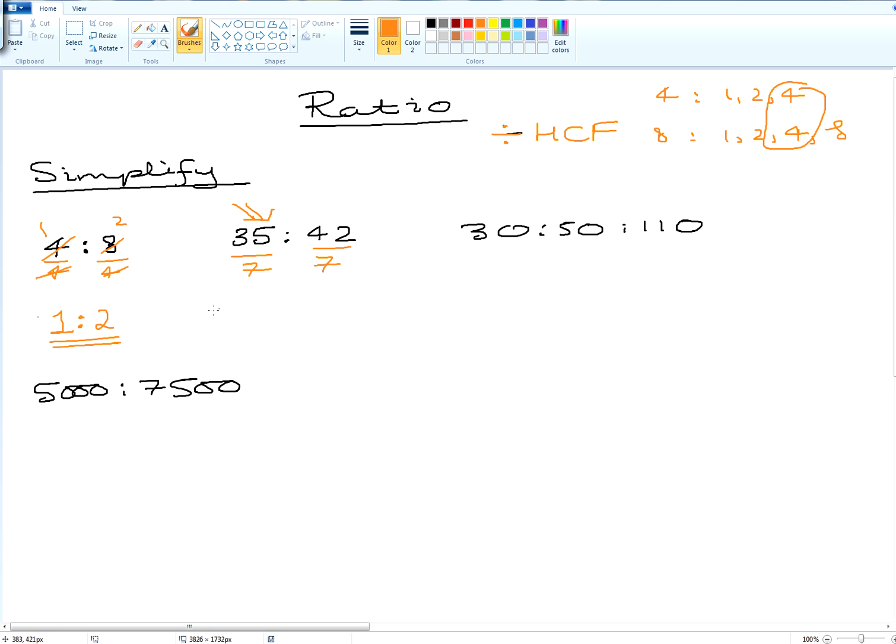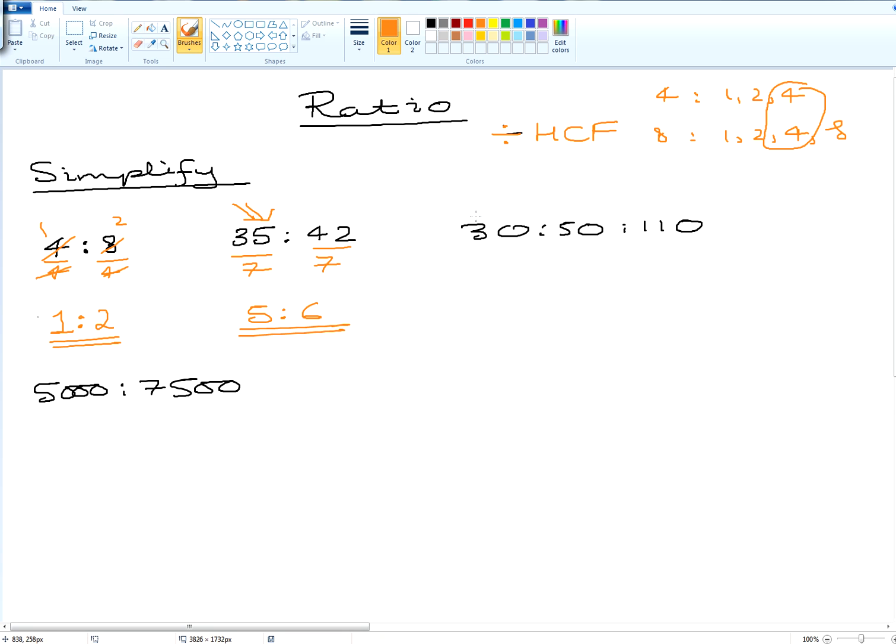So 35 divided by 7 will give us what, Ismail? 5. And 42 divided by 7 will give us? Okay, 6.